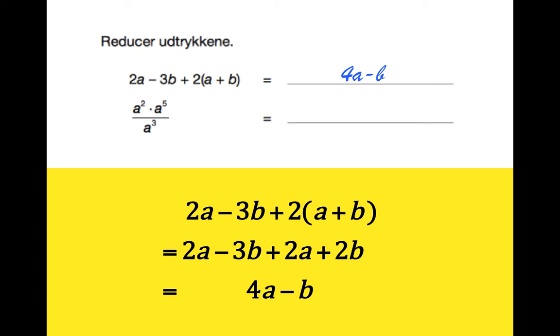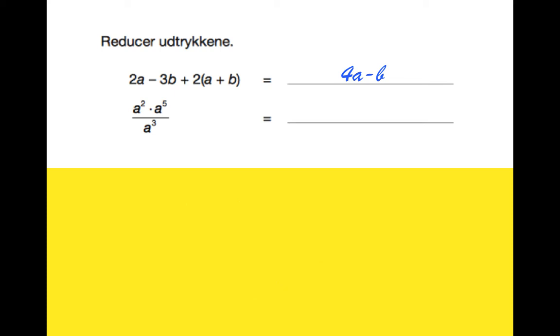The next question is all about knowing the rules of powers, or index numbers, indices, potenser in Danish. So we've got a squared times a to the 5 divided by a to the 3. Now, first of all, you need to know that when you multiply together powers of the same thing, then the rule is to add the powers. So a squared, a to the 2, times a to the power of 5 gives you a to the power of 7, because 2 plus 5 equals 7.